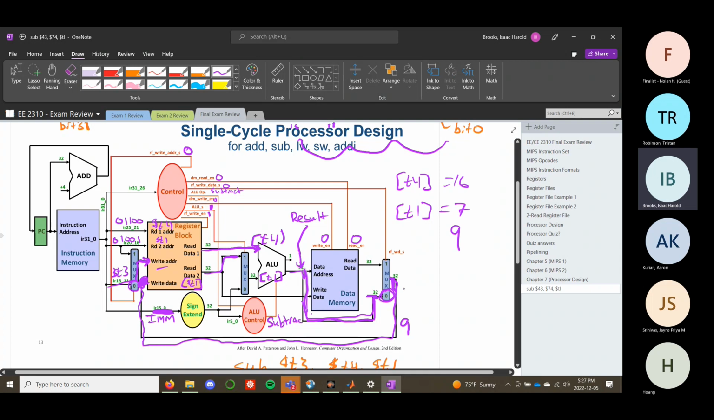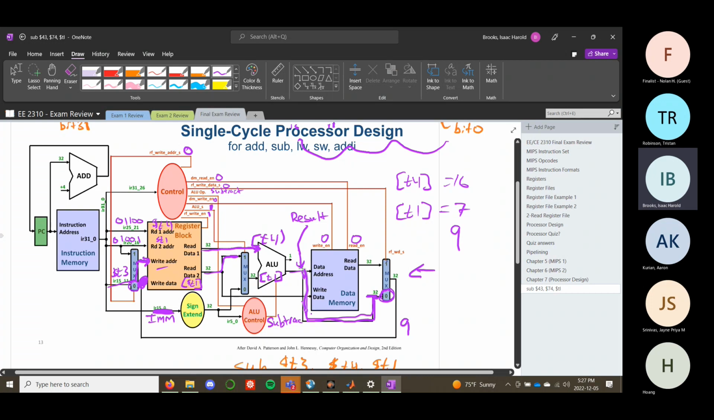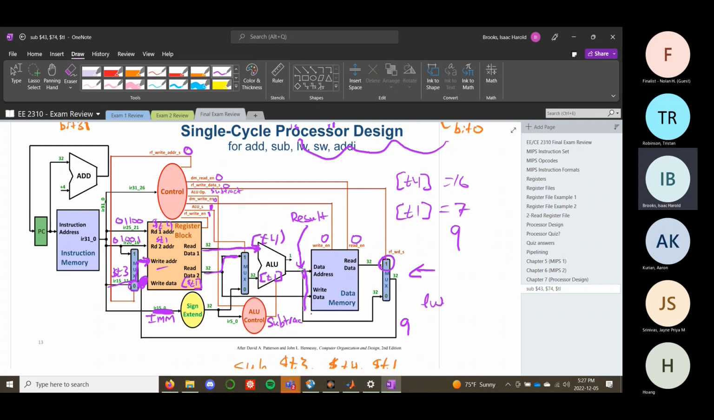In the other case, if we look at this MUX here, when would we want this bit to come on? If we're reading data from memory, like in a load word, a load word is going to take data from memory and store it into a register. So in that case, we would be reading data. That data would come out here. We would want this MUX to select this one. And then the data from memory would end up on the write data, and we would write that to the register. So that would be a load word command.